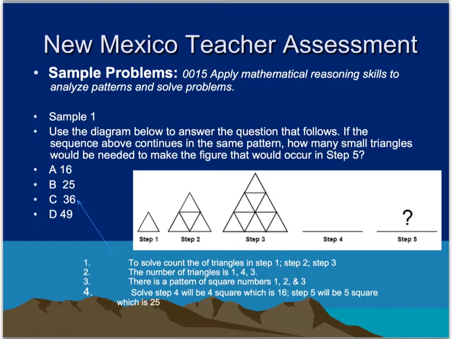There is a pattern. The square of 1 is 1, the square of 2 is 4, the square of 3 is 9, which pertain to the triangles. Following this pattern, step number 4 should have 16 triangles. Step number 5 should have 25 triangles. The correct answer is B, 25.